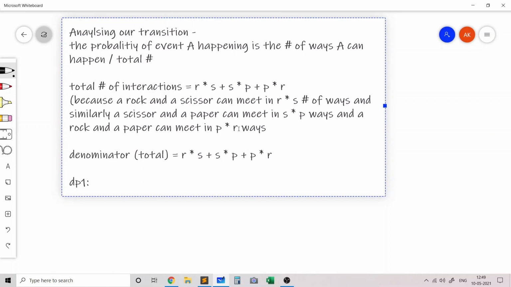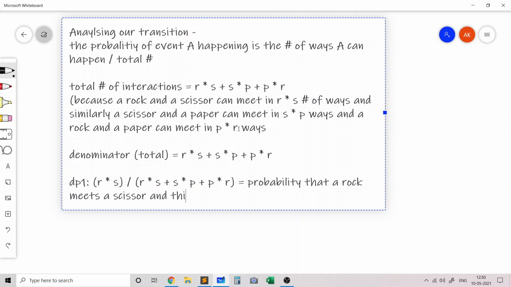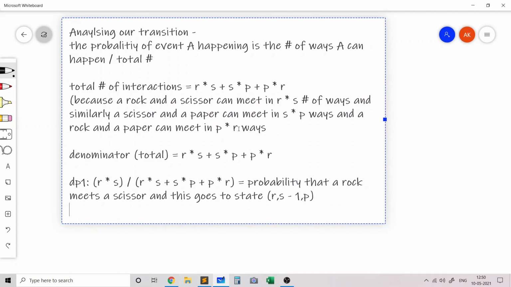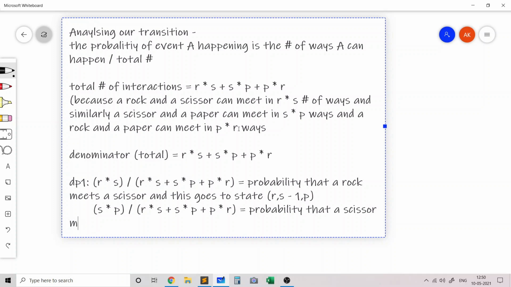So in case 1, when we are doing dp1, we would need to do R into S divided by R into S plus S into P plus P into R. This is the probability that a rock meets a scissor, and this goes to state R, S minus 1, P. And the other case is that a scissor meets a paper, with probability S into P over the same denominator, and this goes to state R, S and P minus 1.